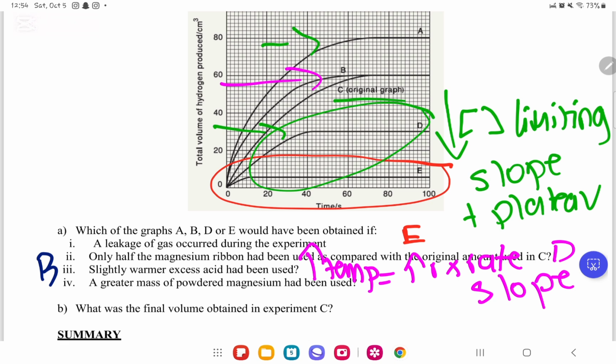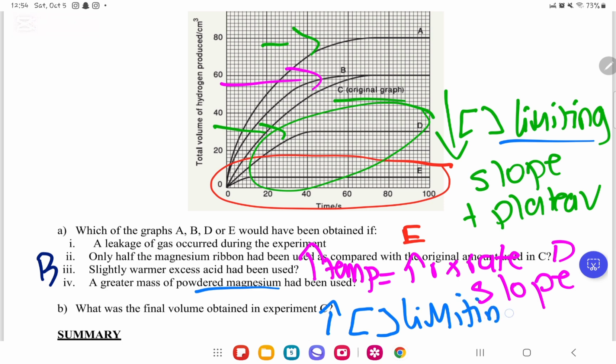Now for IV, they're telling us a greater mass of powdered magnesium. Powdered magnesium is what? It's our limiting. So if a greater mass is used, that means the concentration of our limiting has increased. And we said that the limiting, if you increase or decrease the concentration, the slope and the plateau will be affected.